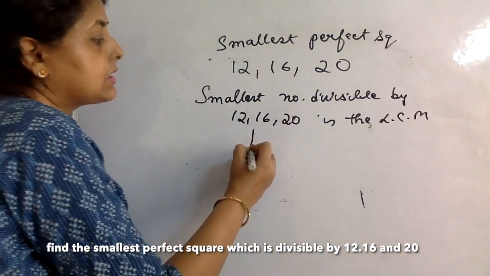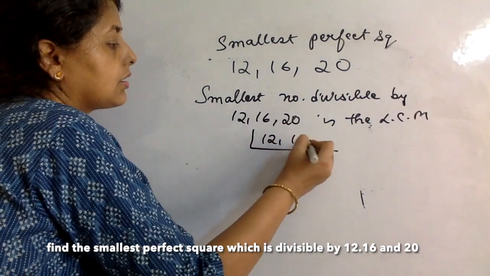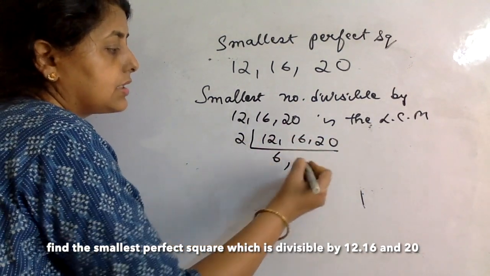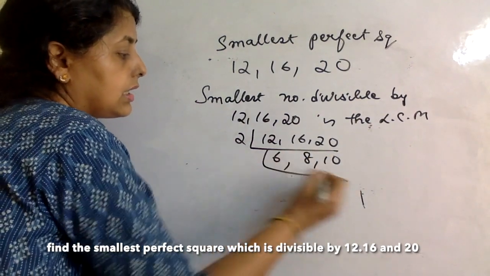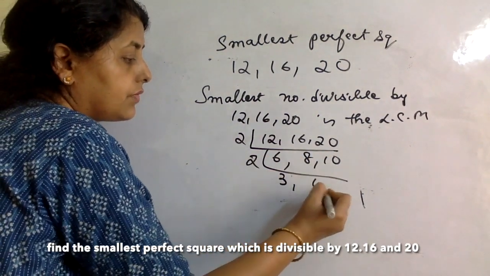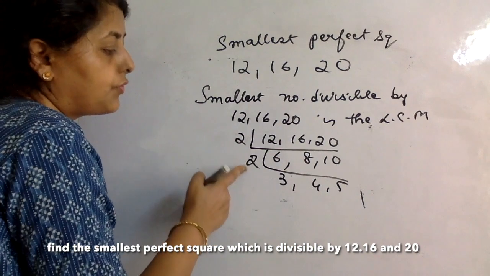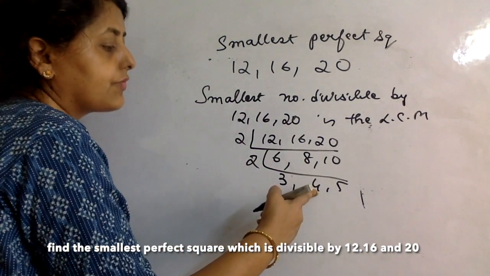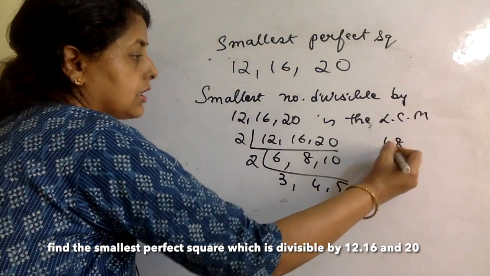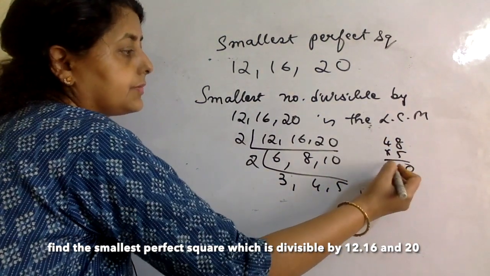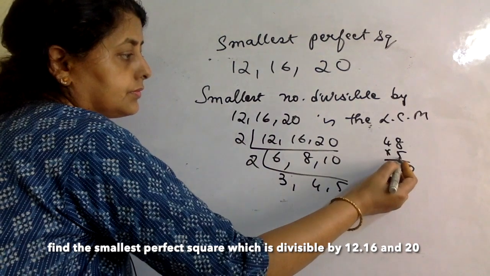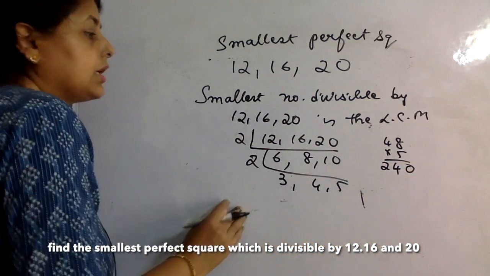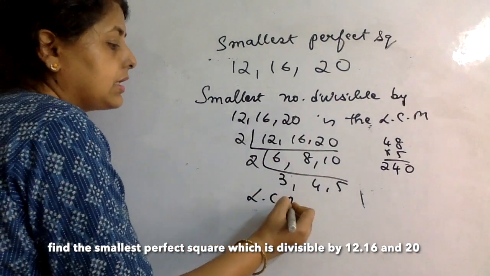So if you find the LCM of 12, 16 and 20, we are doing it by prime factorization. 2 into 6, 8 and 10, then 2 into 3, 4 and 5, over 4 into 3. 4 into 3 is 12, 12 fours are 48, 48 into 5 is 240. Okay, so 240 is my LCM.